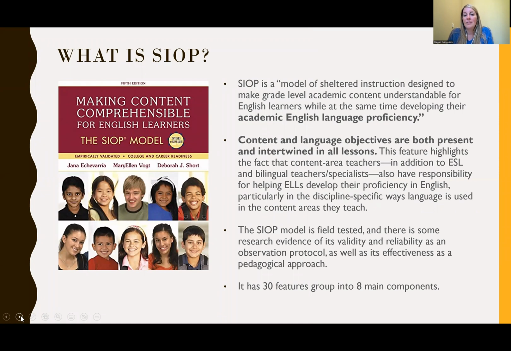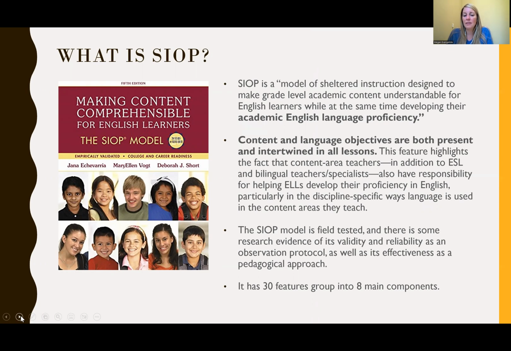SIOP is a model of sheltered instruction designed to make grade level academic content understandable for English learners, while at the same time developing their academic English language proficiency. So the most important part about SIOP is that content and language objectives are both present and intertwined in all lessons. So this feature highlights the fact that content area teachers, in addition to ESL teachers, have the responsibility for helping English learners develop proficiency in English, particularly in the discipline-specific ways used in the content area.